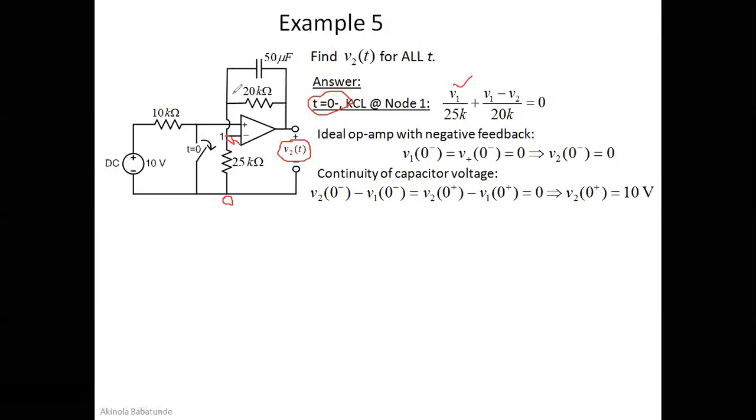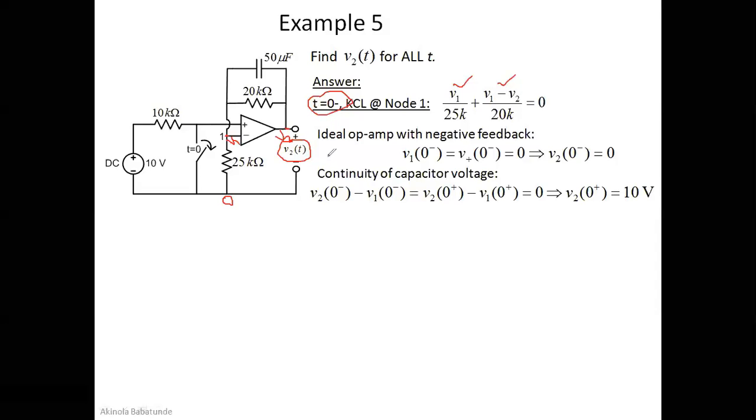And then for the current leaving here, since we are dealing with 0 minus, it's going to be V1 minus this V2. At this particular point, we are going to have V2 here. So it'll be V1 minus V2 divided by 20K. That's how they got what we have here. If you add both together, it will be equal to 0. So don't forget at t equal to 0 minus, there is no current passing through the capacitor. At t equal to 0 minus, no current passing through the capacitor. We're not going to work with these at all.